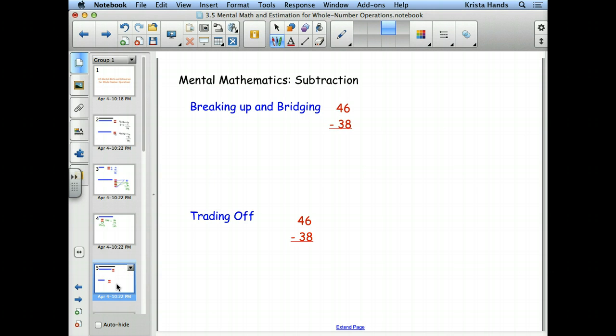All right, let's do subtraction next. Okay, we've got a breaking up and bridging method for subtraction. So what did we do when we did breaking up and bridging for addition? Can you flip back to that first page and tell me how we break things up and bridge? What did we do? We broke up that last number.